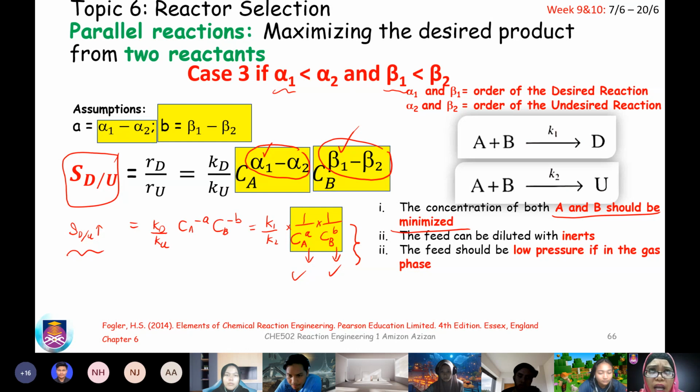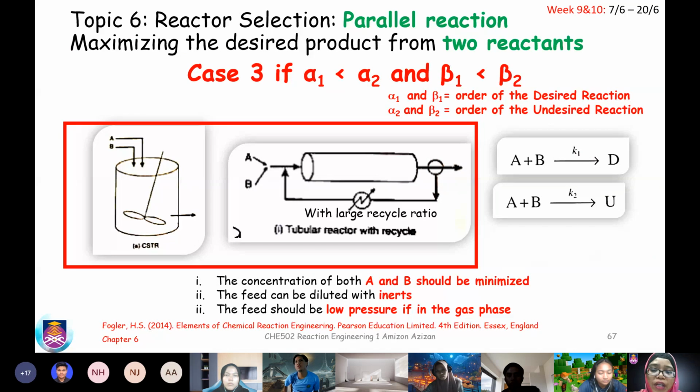Additionally, if we want to ensure that the A and B together are also at their minimum, then we can dilute with inerts. That is also one way. And if we are dealing with gas, then the pressure is also low. Yeah, that will result in a lower concentration of gas A and gas B. So we're going to go to the next slide showing you the possible proposal for the reactor scheme, having that condition whereby we want the A and B to be as low as possible.